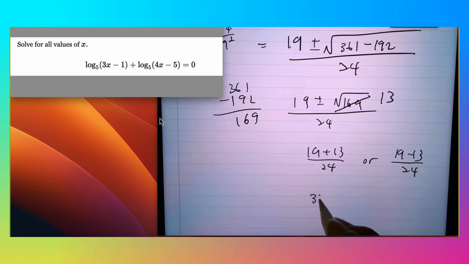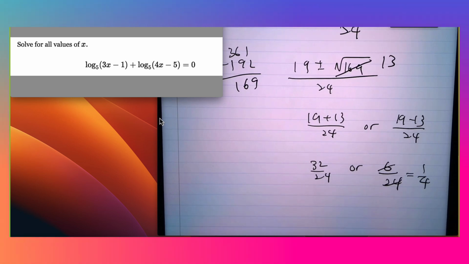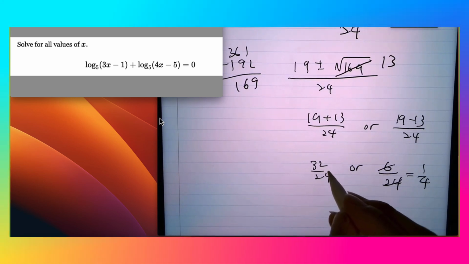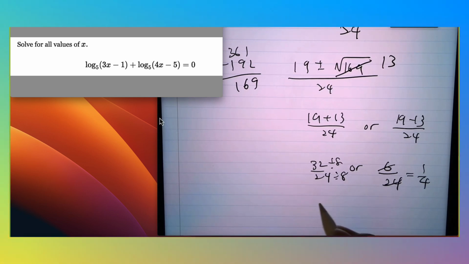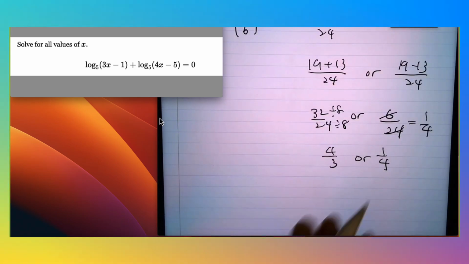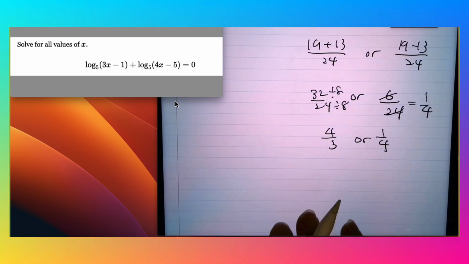So here you get 32 over 24, or 6 over 24. You can simplify this as 1 over 4, or, since the greatest common factor between 32 and 24 is 8, the other one becomes 4 over 3. So you can have 4 over 3 or 1/4, but you must double check these answers in the original equation to determine if these are extraneous solutions.